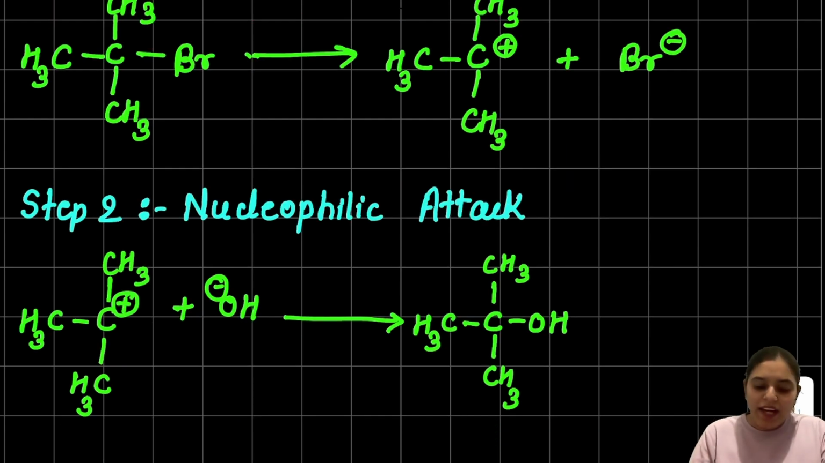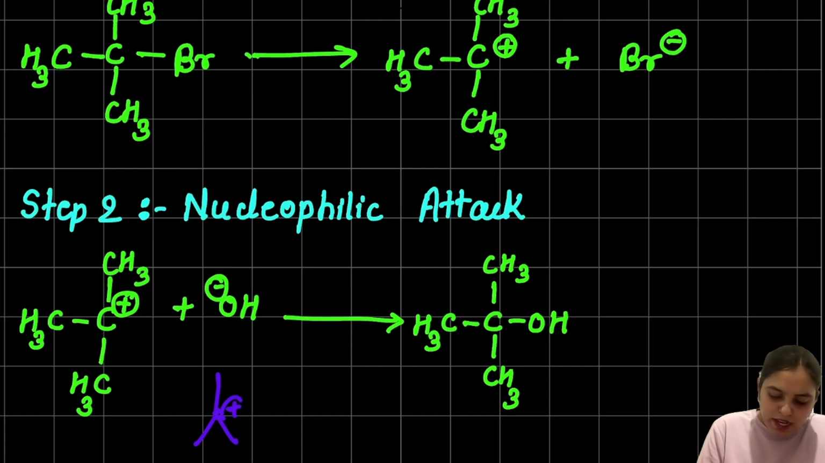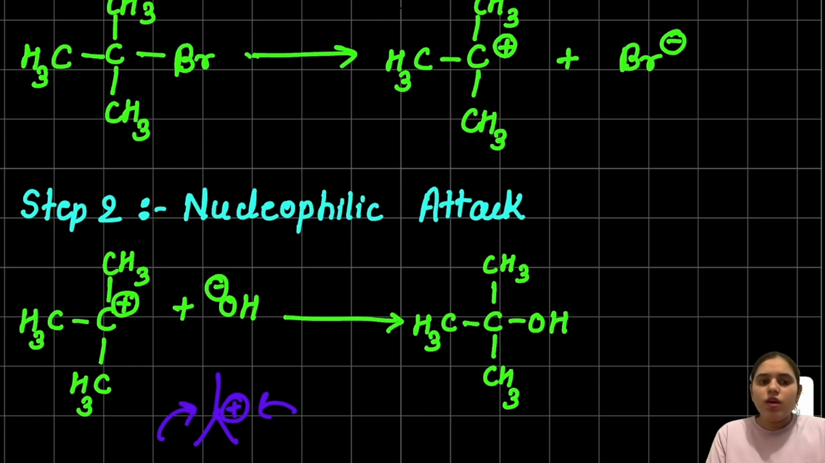In the second step, the hydroxide ion, which acts as a nucleophile, attacks the positively charged carbocation. As a result, a new C-OH bond is formed, producing an alcohol as the final product. Since the carbocation is planar, the nucleophile can attack from either side, which may lead to a racemic mixture if the carbon is chiral. So this completes the SN1 reaction mechanism.